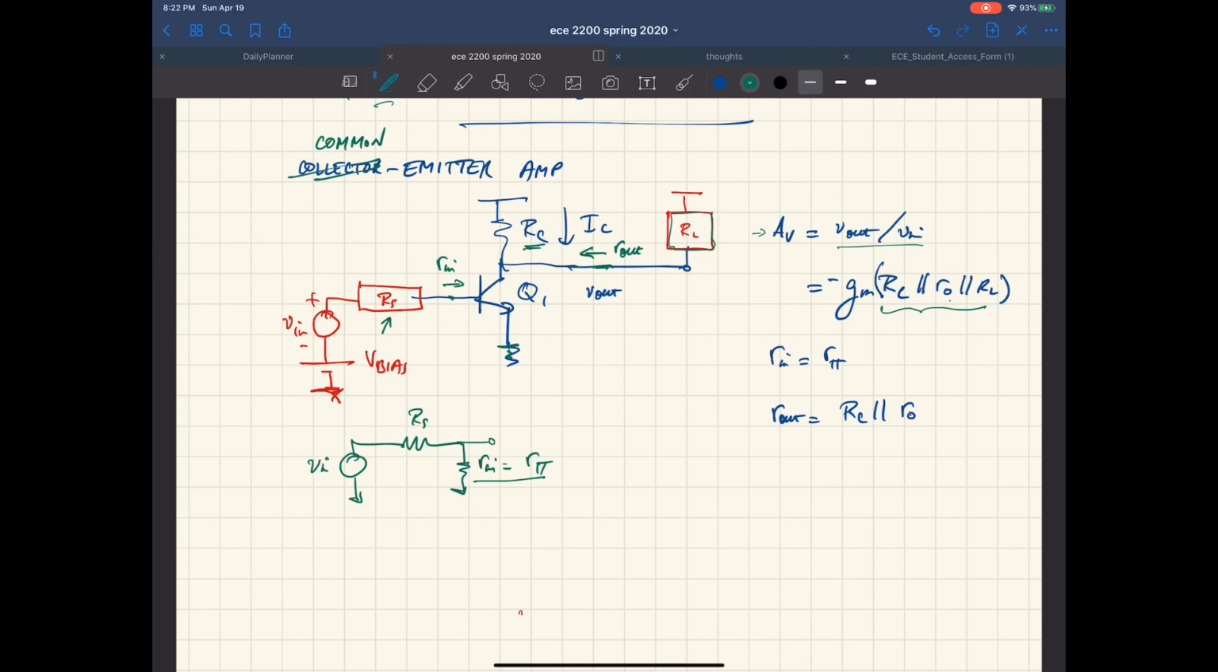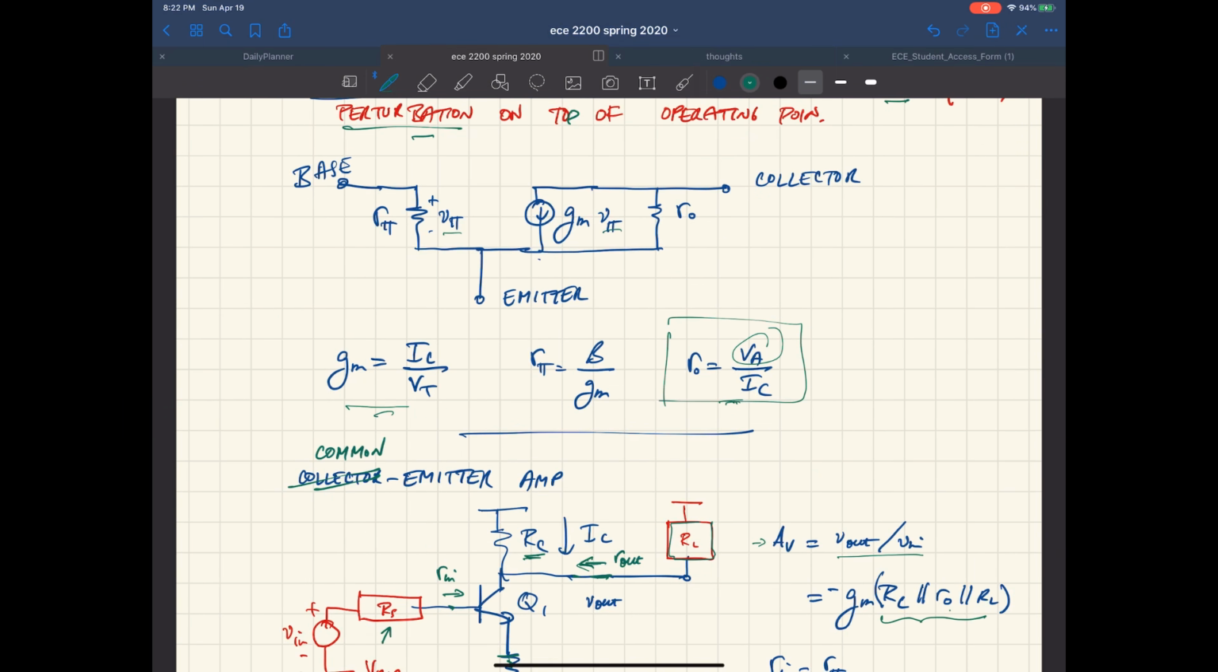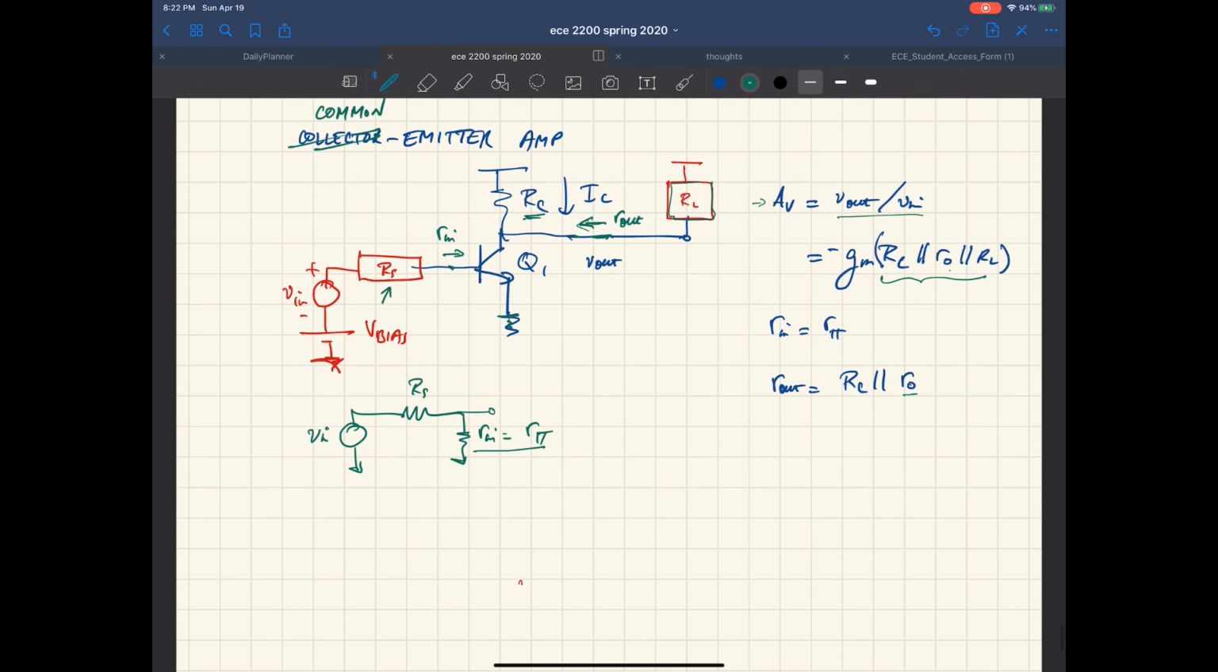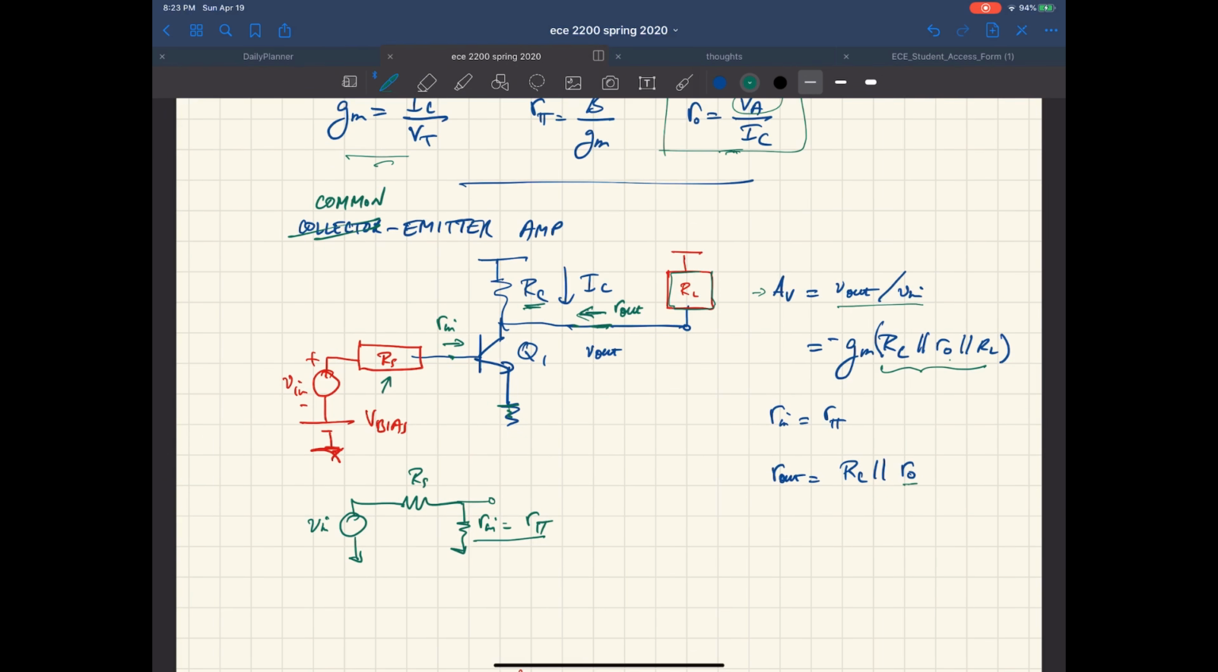Okay, and the output resistance is the collector resistance in parallel with the R0, which is this guy we calculated right here. Again, that's going to be in parallel with R sub L. Because it's in parallel with R sub L, whoever's lower there wins. Okay, so that's the common emitter amp.